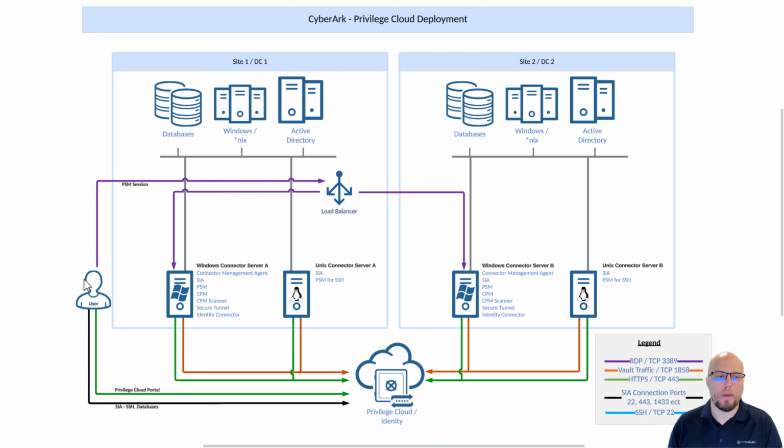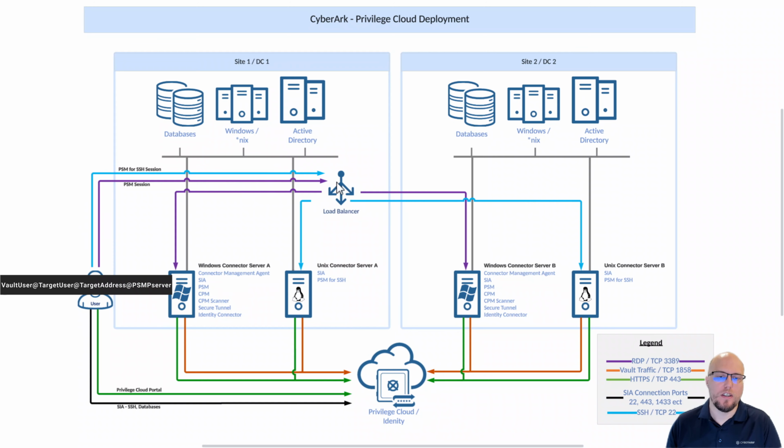So next I'll talk about the PSM for SSH. This is where an end user can use their favorite SSH client and connect to a target. I've put an example PSM for SSH connection string here on the screen. They'll put that into their SSH client, and the SSH client will connect to the load balancer. The load balancer will then decide which PSM for SSH server it will connect to. Of course, this is all running over port 22 as represented down here.